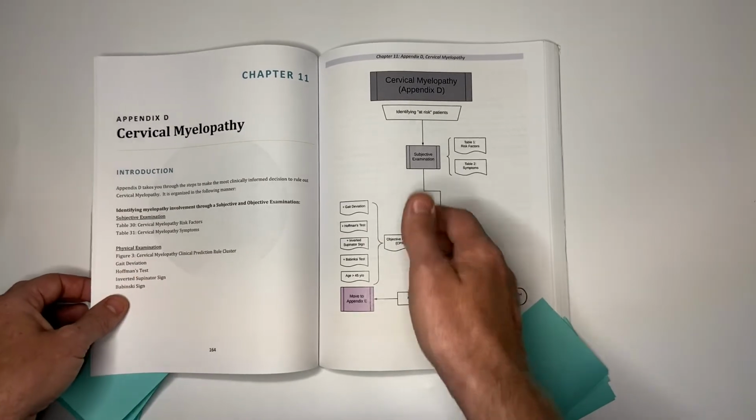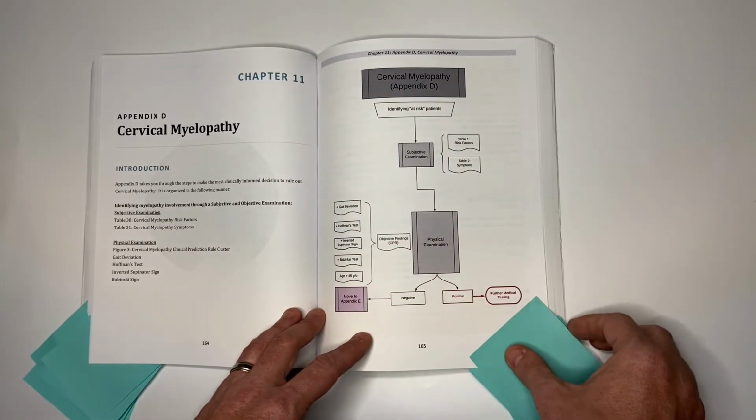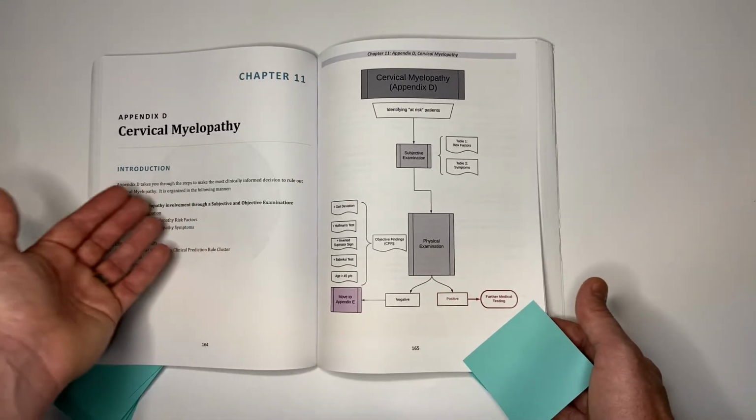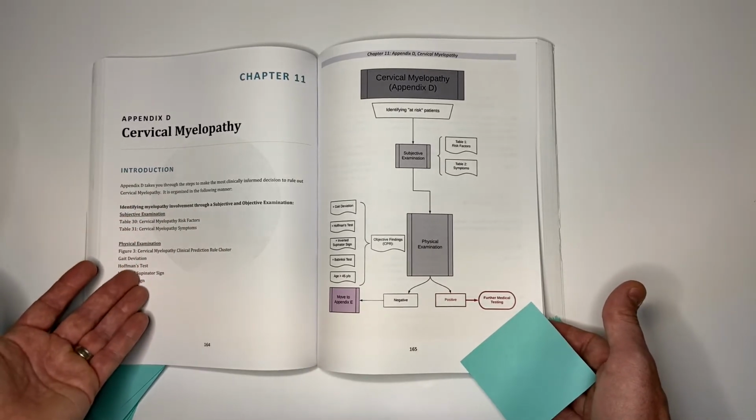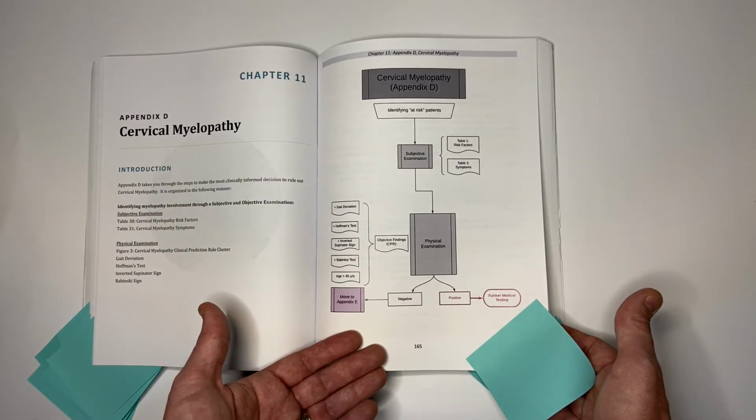Chapter 11 goes further to ruling out cervical myelopathy as a cause for unsteadiness and gait disturbances through our subjective and physical examination, including our algorithm in Appendix D.